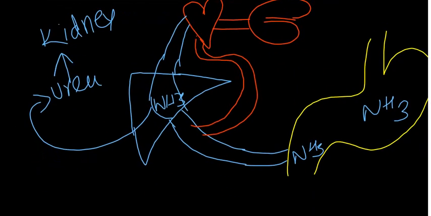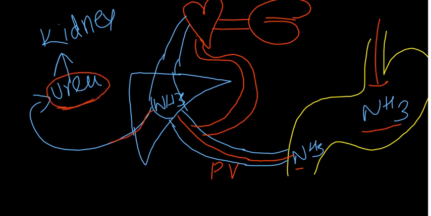We ingest ammonia in the diet, that is in the NH3 form, and that ammonia is absorbed by the portal vein. This is the portal vein. That portal vein carries the ammonia into the liver. Within the liver, actually this is within the liver, I just put it outside, ammonia is converted into urea. Now urea is much less toxic and easily excreted by the kidney, so no problem.